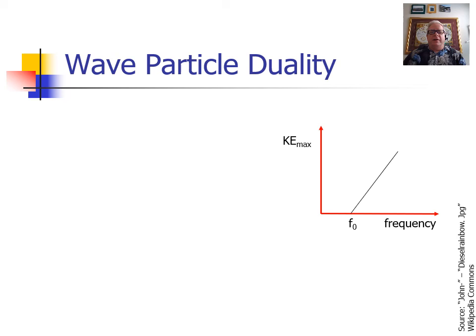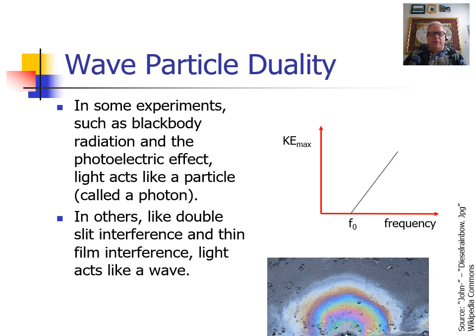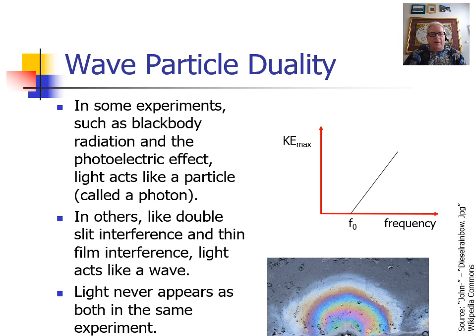So what we've seen in discussing the Compton shift and black body radiation and the photoelectric effect is that there seems to be a duality in the nature of light. In some experiments, such as those I just described, the light behaves as a particle, which we call a photon. In other experiments, like double-slit interference and thin film interference, we explain the behavior of light as a wave. Light never appears to be both in the same experiment.